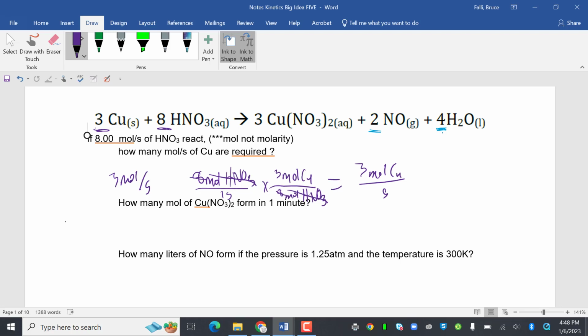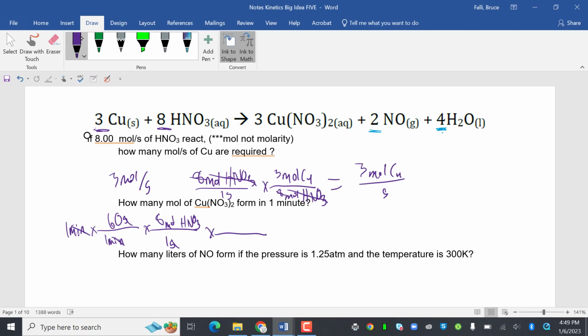How many moles of CuNO3 taken twice form in 1 minute? So what I'm going to do here is start with my given, which is 1 minute, and change that into seconds. So 1 minute is 60 seconds. And then how many moles of CuNO3 taken twice would form in 1 minute? So 8 moles per second are going to happen here. And then I know I have 8 moles of HNO3 in 1 second. So notice how my minutes are canceling, my seconds are canceling.